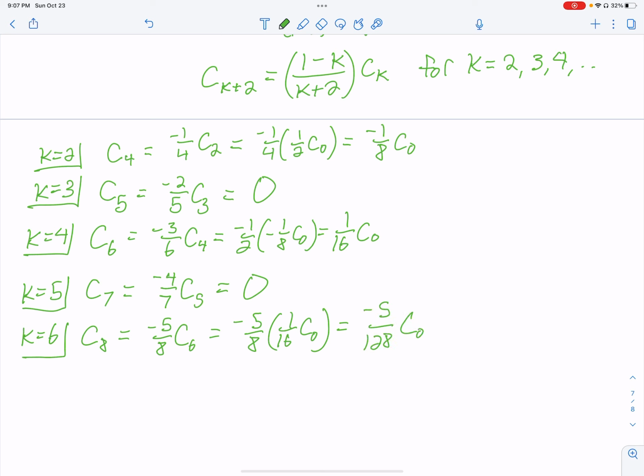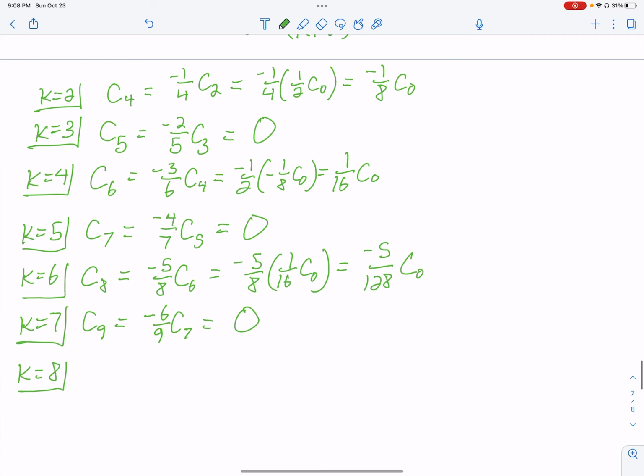5/128 C0. Starting to see a pattern, I suspect, of C0, then 0, then C0, then 0, C0, and then I'm guessing this one's going to be 0. That is C9. So that's negative 6/9 times C7. C7 is 0, so this is 0.